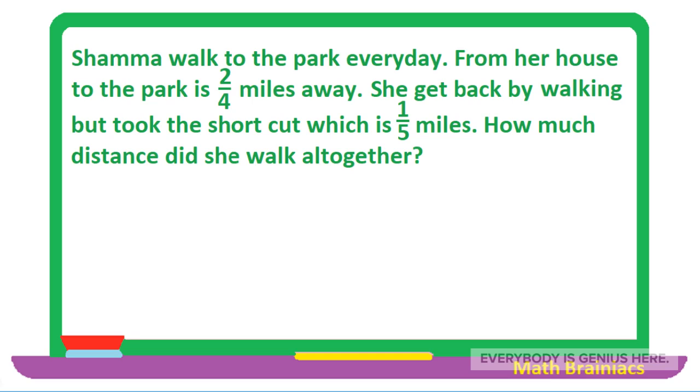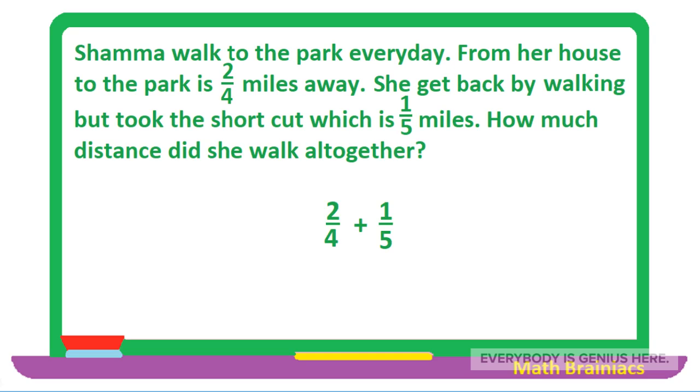Shama walked to the park every day. From her house to the park is 2/4 miles away. She got back by walking but took the shortcut which is 1/5 miles. How much distance did she walk altogether? We are going to add 2/4 plus 1/5, but we need to make the denominators the same.